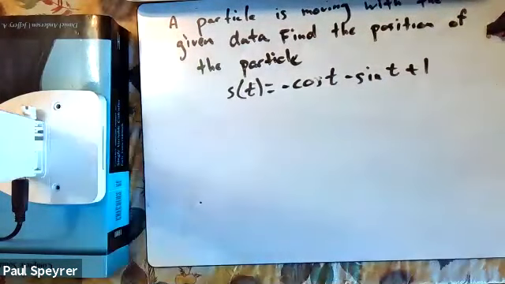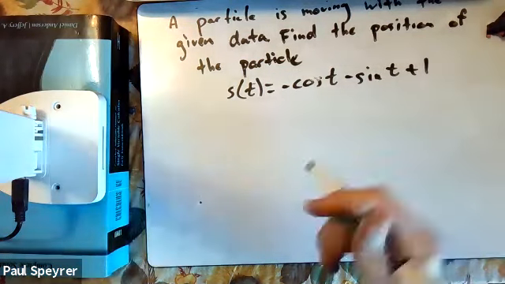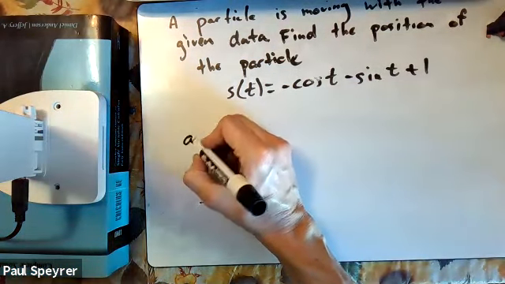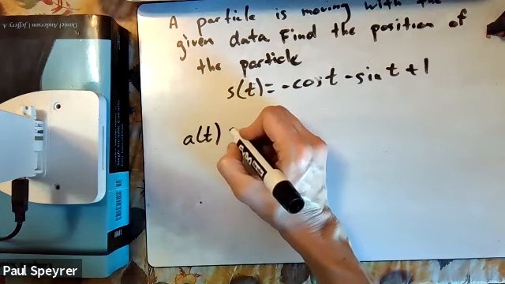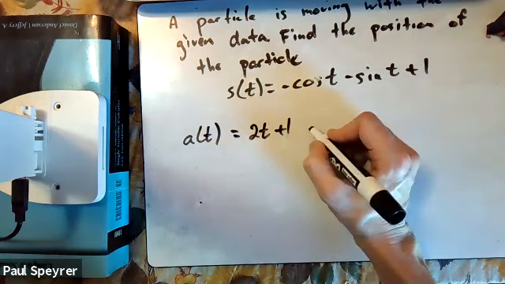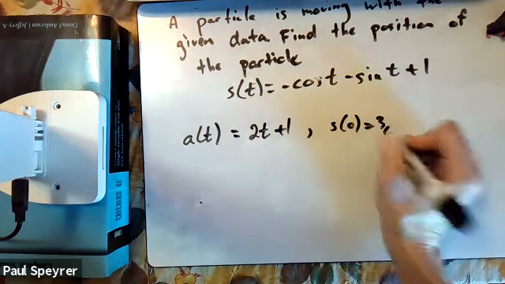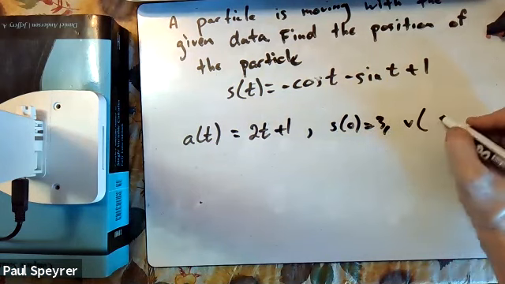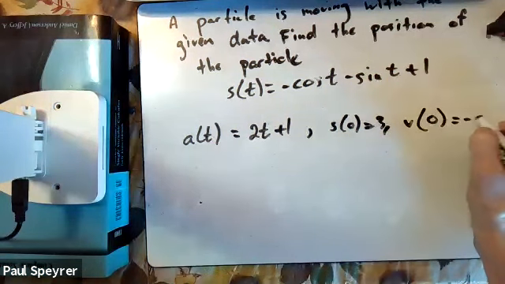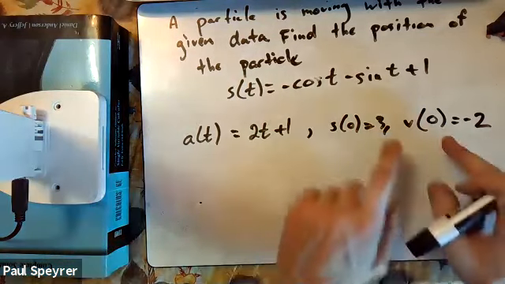Now, what if we had this instead? Let's say we were given the acceleration equation, a of t is equal to 2t plus 1, and they said s of 0 is 3, and then v of 0 is negative 2. So this time they gave us 2 data points.